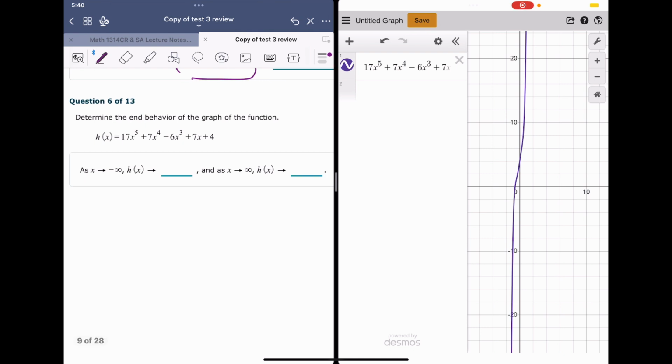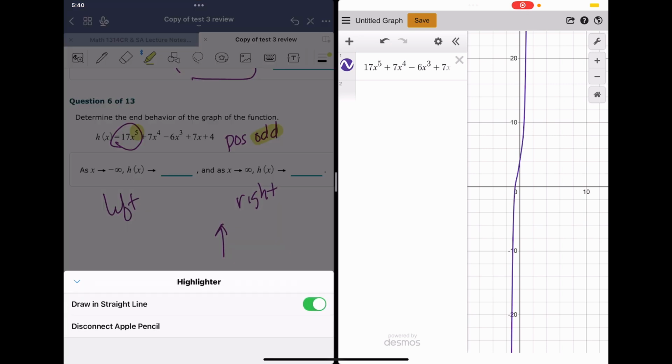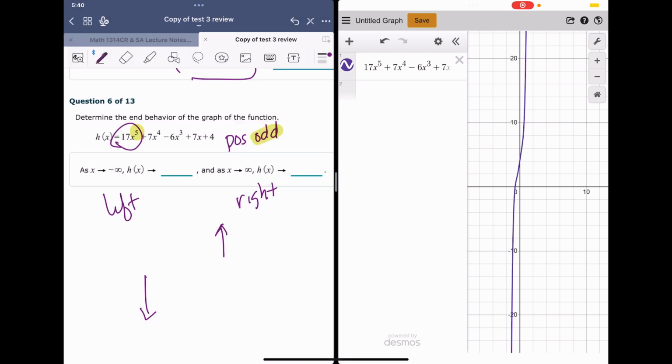The end behavior of the graph of the function, this is just asking what's happening on the left and the right. This is left and this is right. So the graph goes like that and it goes like that because this is going to be a positive, odd function. It's odd because of the 5, and it's positive because the 17 right here is a positive value. That's where we get the positive from.